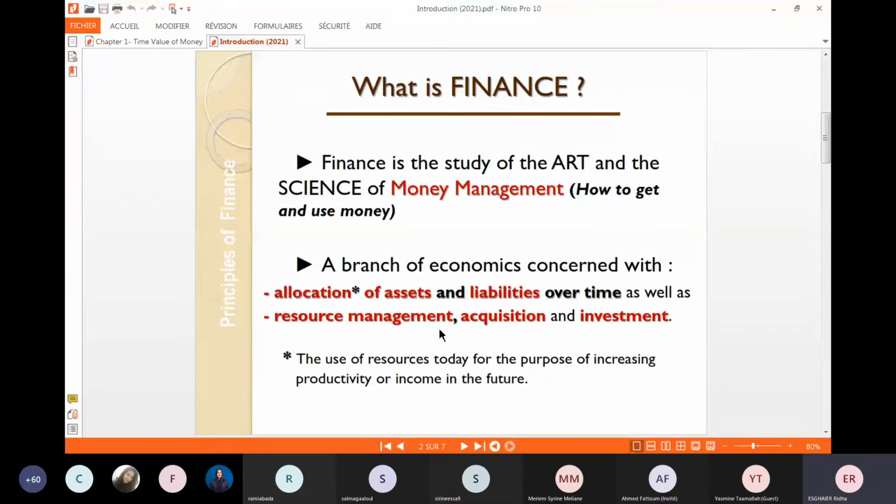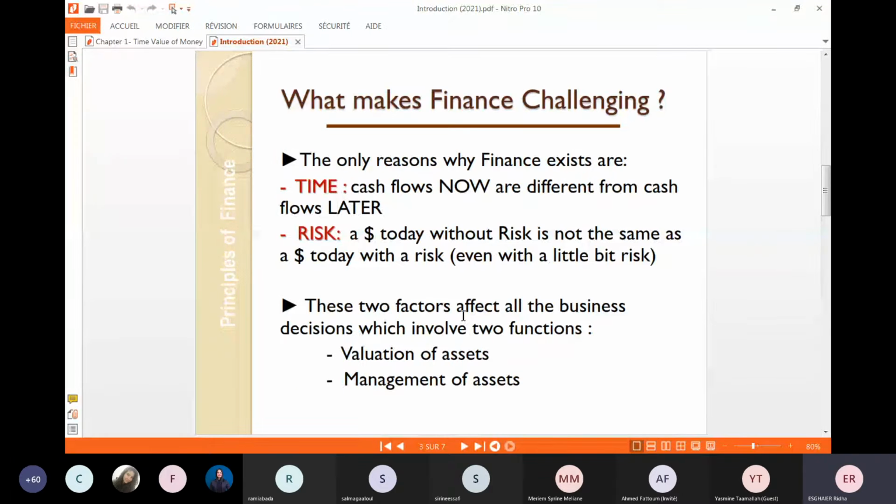There are two factors that make finance challenging and interesting, if you want. These factors are the time and the risk. Because of time, the value of a cash flow of an amount of money today is different from the value of this amount if we get it later. So according to this principle of time value of money, the value of money may vary over time. And today we will see why the value of money may vary over time and the application of this principle of time value of money.